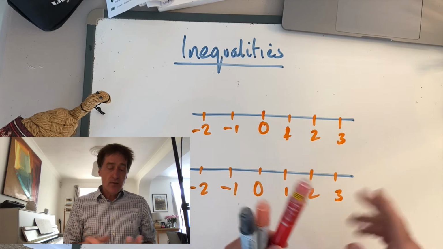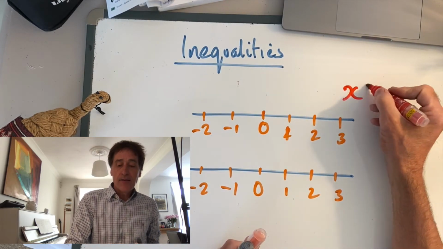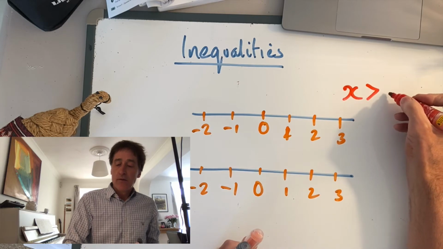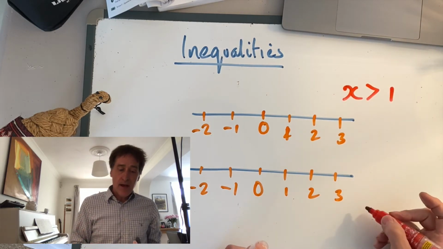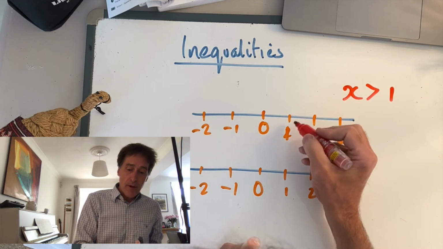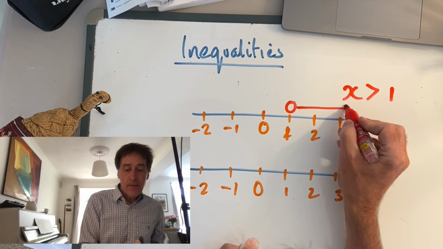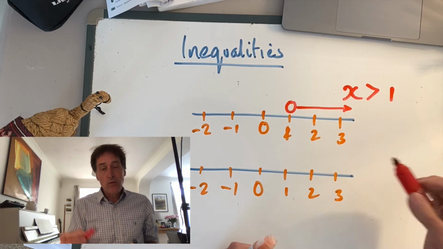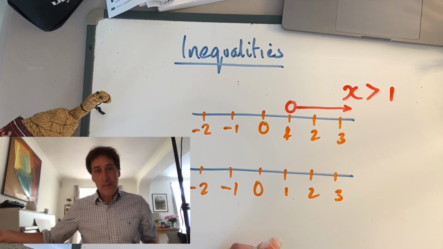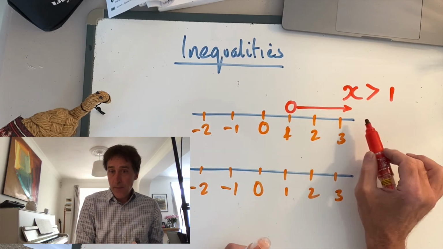If I said I want a value of x is greater than, say, 1, how I do this, I put a circle above the 1 and then a line that way. So that's all the values greater than 1, 1.1, 1.2, 3, 4, 5, etc. So that means that it's greater than 1.